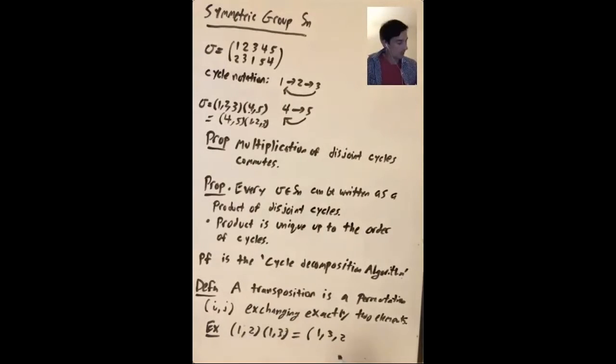And then 2 goes to 1. So 1 goes to 3 goes to 2. 2 goes back to 1, so we just close up this cycle. One more example.